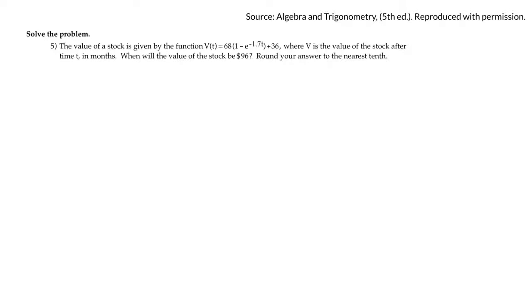Right, here are three questions from the last review that you probably need to use logs to solve. The first says the value of a stock is given by this function. Let me just write that down. V of t equals 68 times (1 minus e to the negative 1.7t) plus 36, where V is the value of the stock and t is time in months. When will the value of the stock be 96?